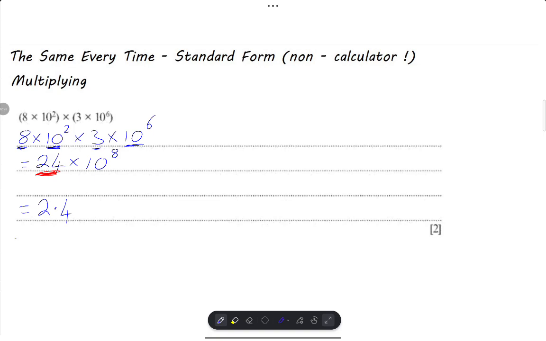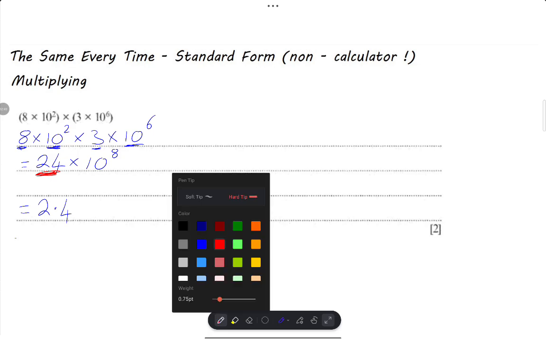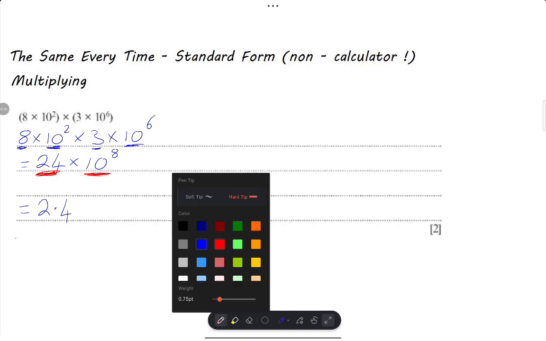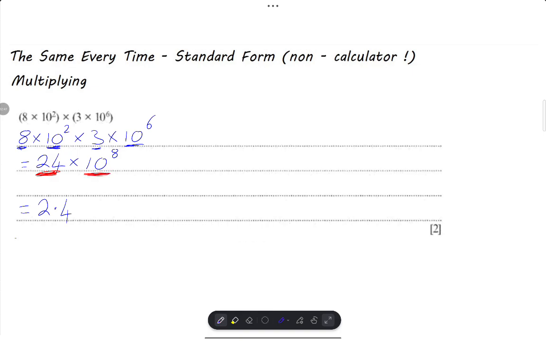Now, in order to cancel out the fact that I've divided that number by 10, I need to multiply the other part by 10 to cancel out my divide by 10. So 2.4 times 10 to the power, and if I'm multiplying by 10, I just increase the power by 1, 10 to the power 9. So in standard form, 2.4 times 10 to the power 9.